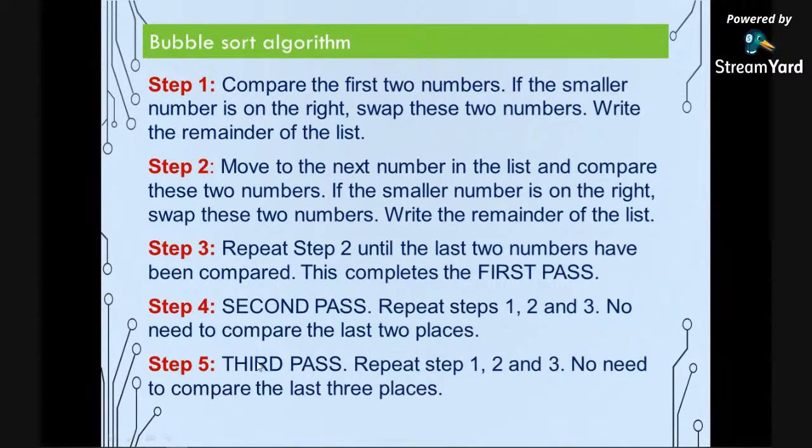Then step 5 is to, for the third pass, repeat steps 1, 2, and 3, and there's no need to compare the last 3 places this time. So the last 3 places you don't have to compare because you know that the last 2 are correct.